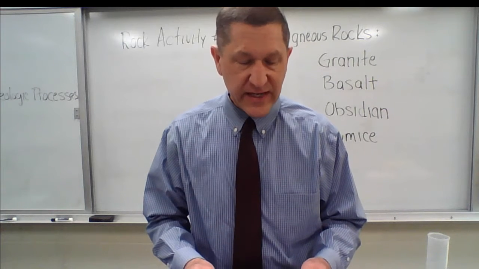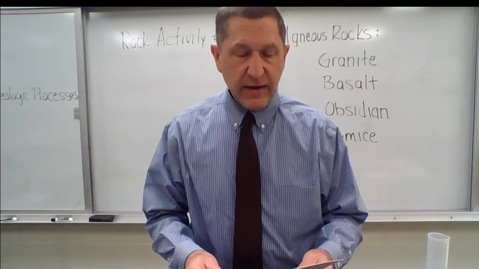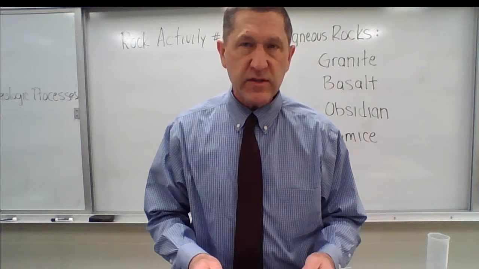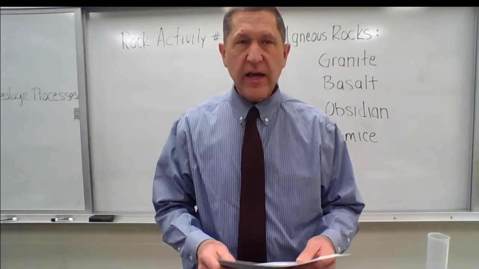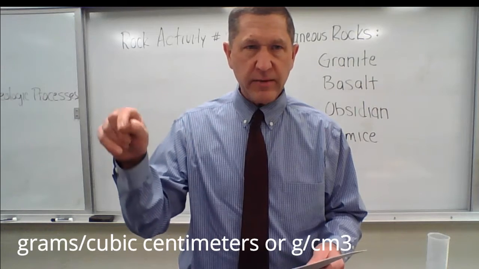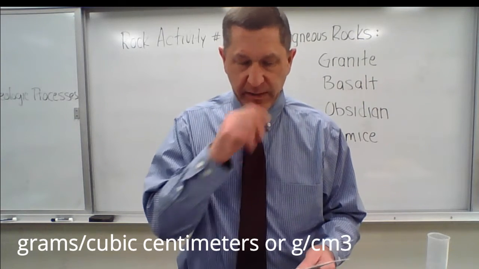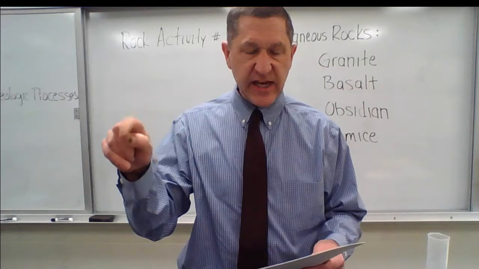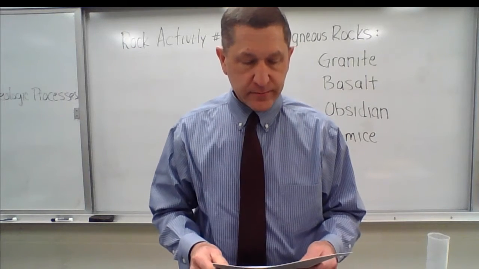What are the units for density on step number 3? Mass is in grams, volume is in cubic centimeters, so the units for density are grams per cubic centimeter. That would be g/cm^3.